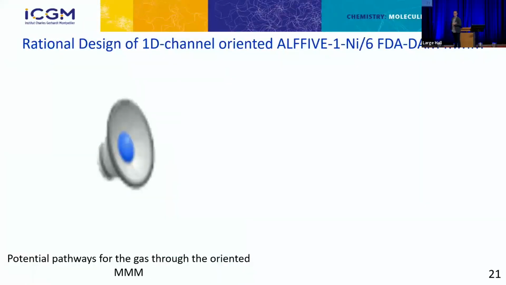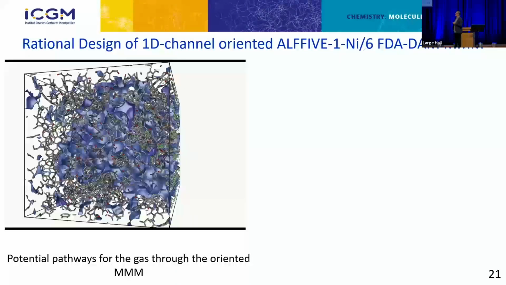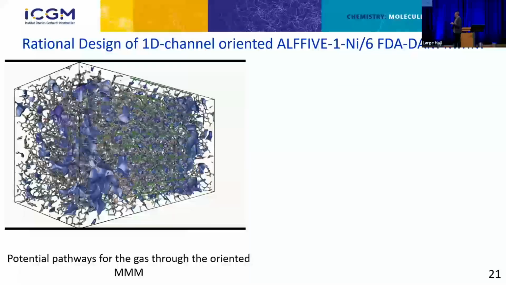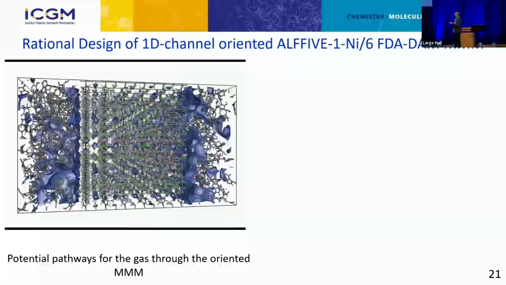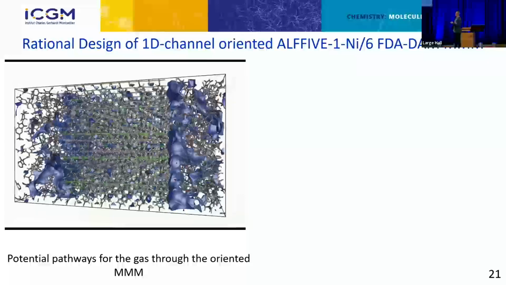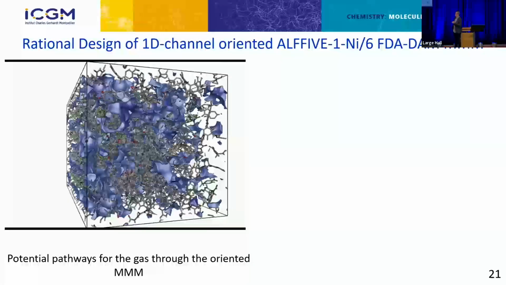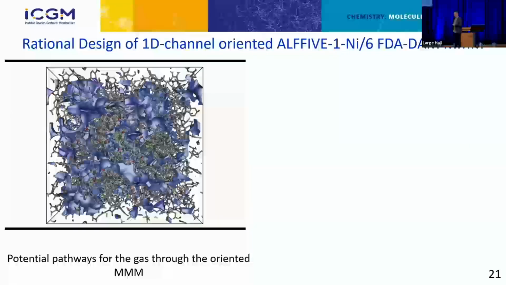Then please run the animation. Okay, good. Here in this movie, you see clearly that we can define some pathway from the polymer side to the MOF material where CO2 can pass.